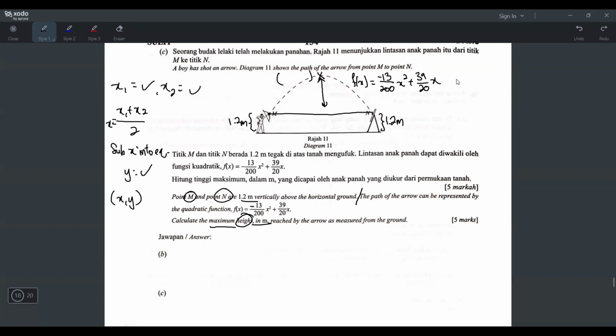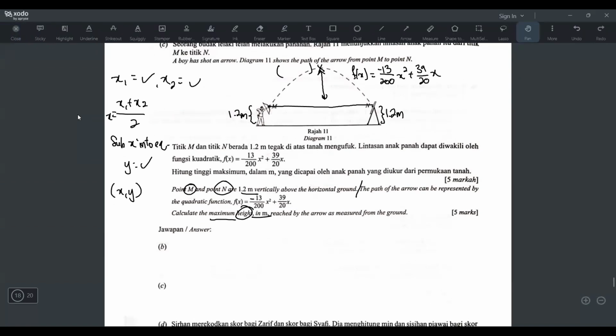Second method is you use the negative b over 2a formula. Okay, and that method is much faster, right? So when you use that, you will straight away get the x coordinate, and then same process, you sub x into the equation to find y and then get the turning point. Okay, so I will use that method now.